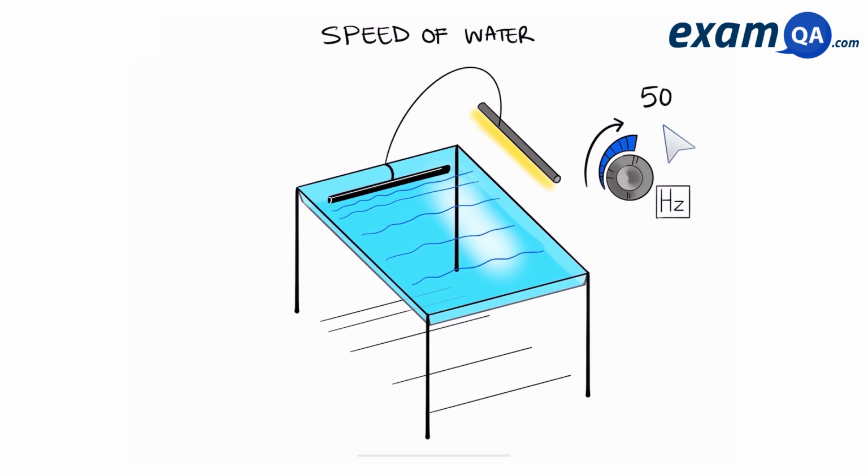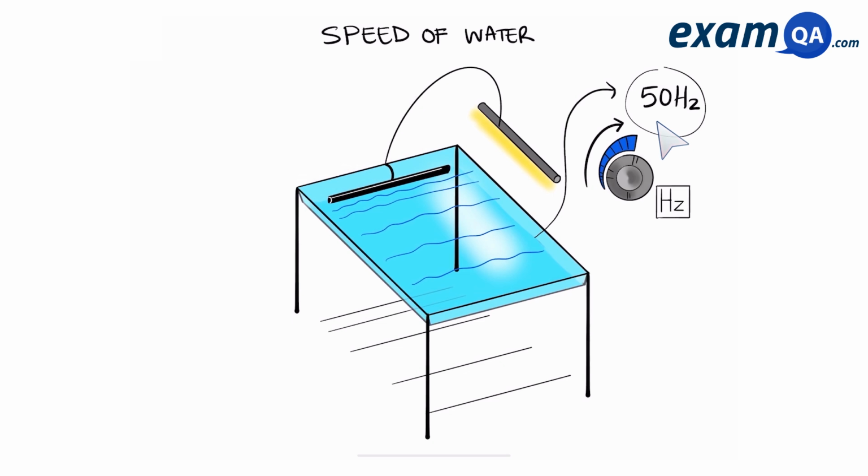So let's say that at 50 Hz, the shadows at the bottom of the tank appeared stationary. That means the frequency of the strobe light and the frequency of the water are synchronized. This means that the water waves also have a frequency of 50 Hz. So now that we have the frequency of the waves, how do we work out the wavelength?